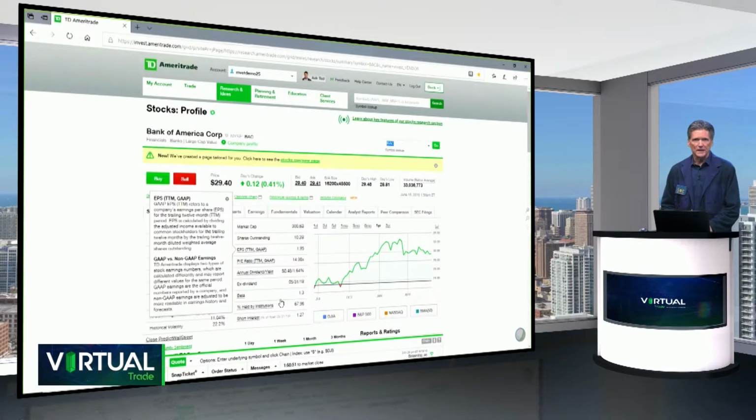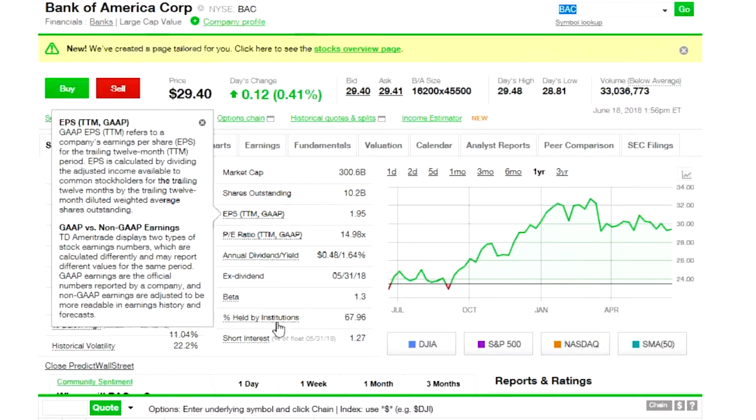Okay, so basically we've got done with that. Let's take a quick look at percent held by institutions. That's the last number here. And that shows that about 67% of this stock is held by institutions. So that gives you an idea how much is held by individuals as opposed to institutions as well. All right, so let's keep doing this.